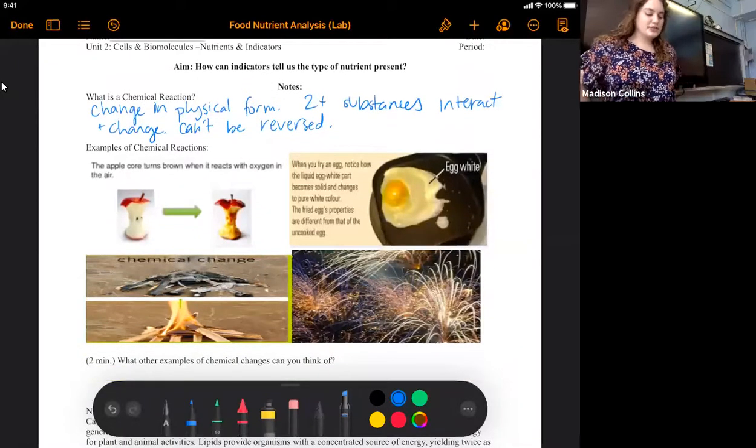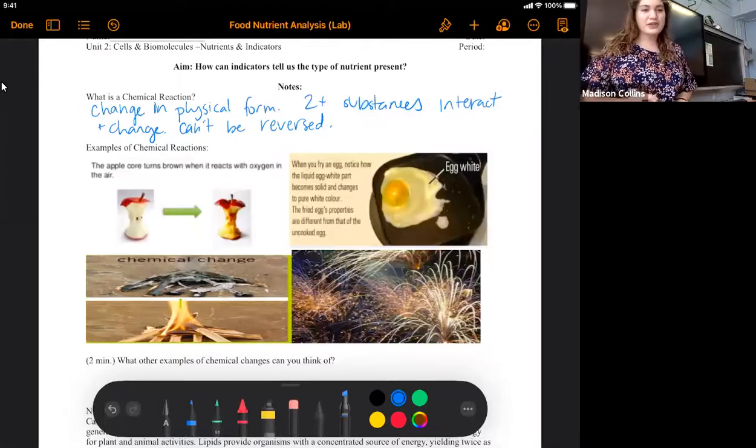So the examples I gave you where we see an apple core turning brown when it reacts with oxygen in the air. So maybe this has happened where you take a bite of an apple, you put it on the counter, you walk away to play video games, and then 2 hours later you come back and you're like, ugh, my apple's all brown, right? So that is a chemical reaction. That is a physical change that has happened in that apple, and it's something that can't be reversed. So we can't unbrown that apple. You can maybe scrape off the outside, but it's not going to taste the same as it did before.